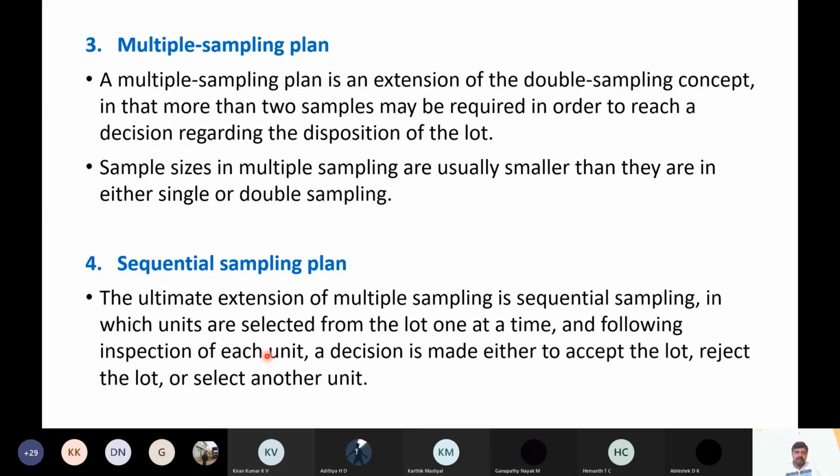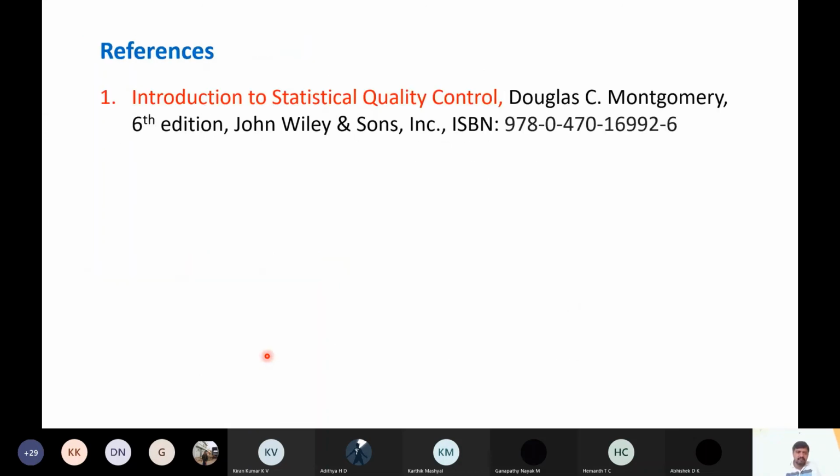If the information is not sufficient, once again you will pick one more unit. Like that you will go on picking one unit after another unit till you are convinced that you have a better understanding of the lot. Then you will make a decision to accept or reject it. This is sequential sampling plan.